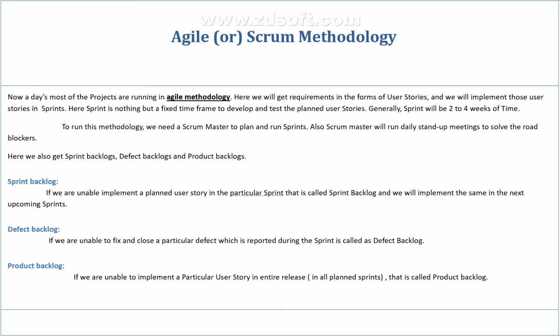The third and last one is product backlog. If we are unable to implement a particular user story in the entire release, like I mentioned, we have 10 sprints, and the developer cannot implement that particular user story in the entire release across all planned sprints, that is called product backlog. Yeah, that is all about SDLC, the software development life cycle.